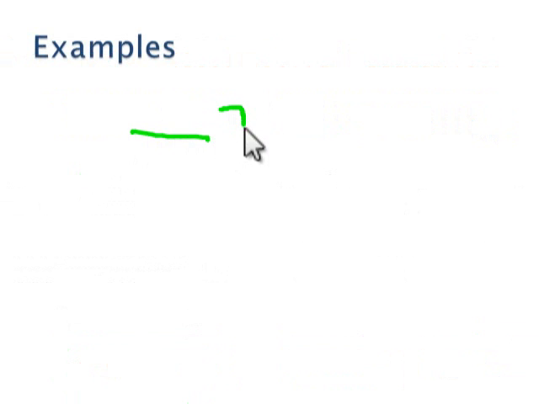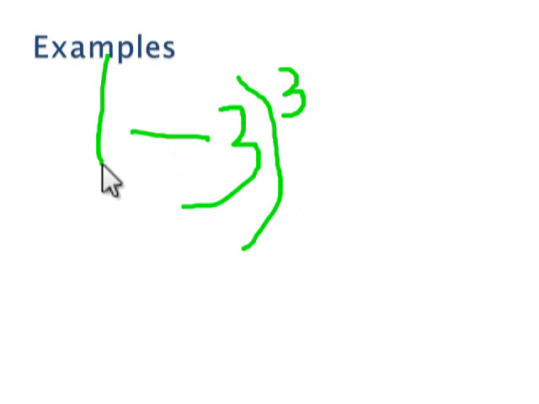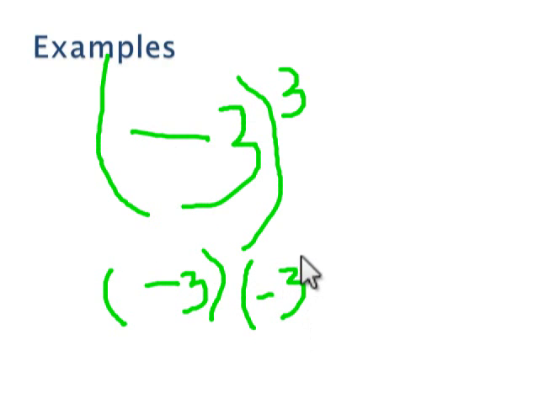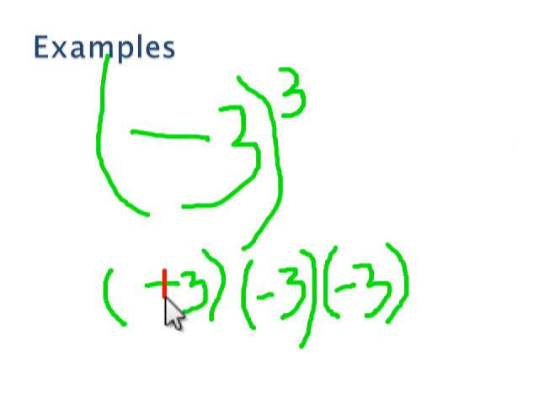So let's say we have -3 to the 3rd power in parentheses. So I'd be doing -3 times -3 times -3. So if I pair up my negative signs, I'm going to have these two pair up, but I'm going to have this one left over. Okay? So this ends up being -27, because 3 times 3 times 3 is 27, and then I end up with -27 because of that leftover negative sign.